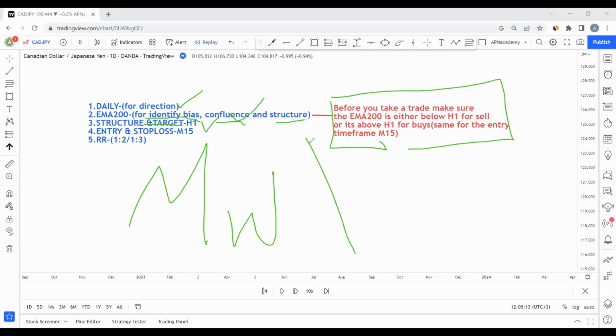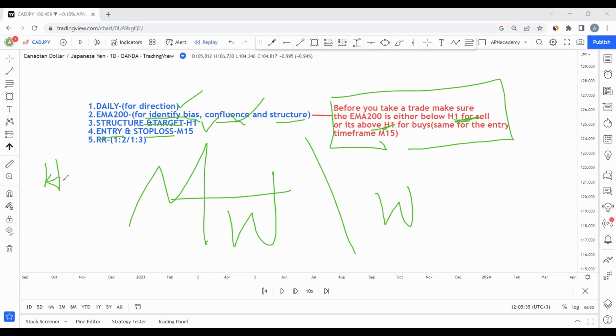Are we together? So make sure, if you're looking for a sell and your structure is for a sell, that the price is below H1, right? And also, if you're looking for a buy, let's say you have a W and an impulse upwards, make sure the price is above H1 for buys. Are we together? The same applies for the entry time frame. Now, the entry time frame and stop loss time frame is going to be M15.